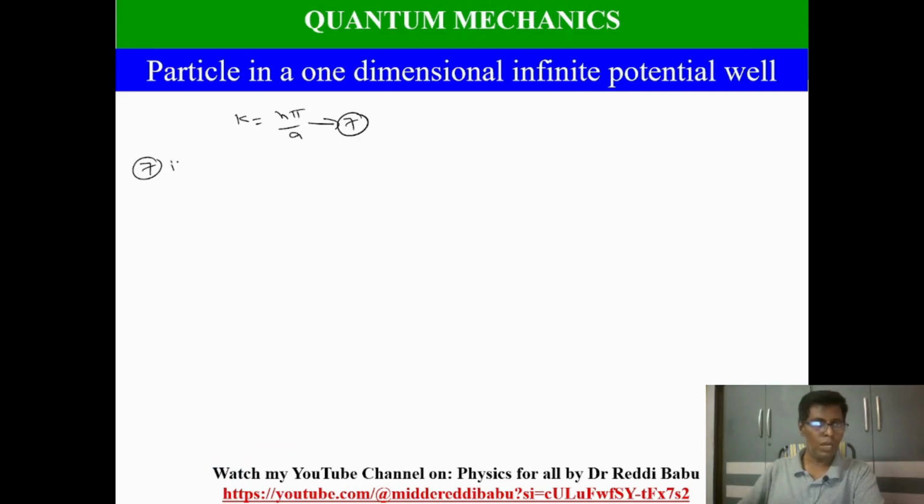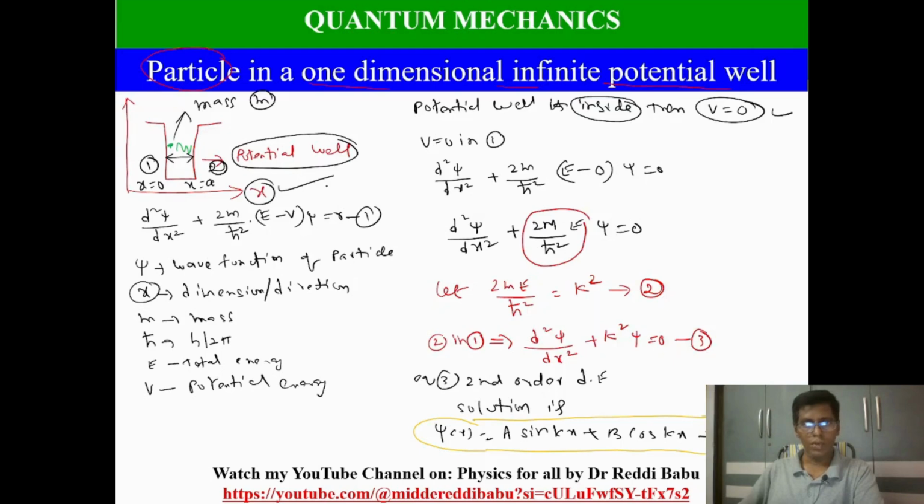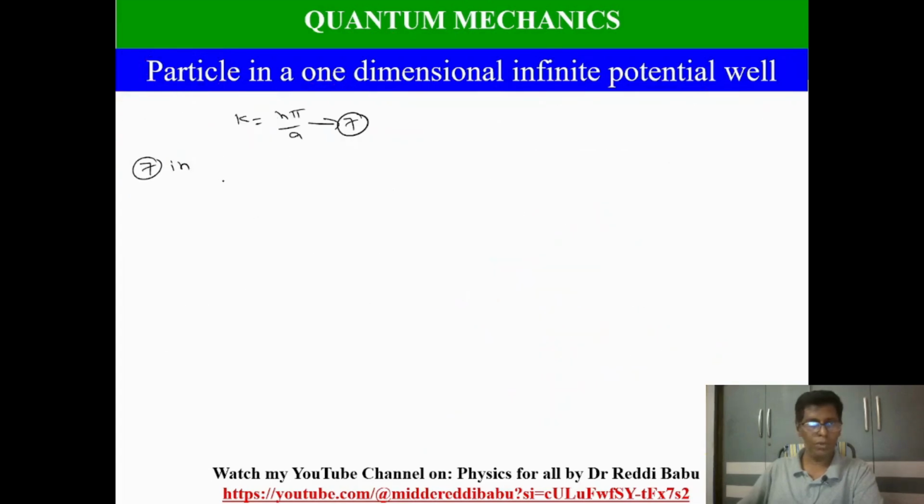Now in which equation am I using the seventh equation? We go to equation number 2. What is equation number 2? k square is equal to 2me divided by h cut square. So equation number 2 is k square is equal to 2me divided by h cut square. Now what do we need to substitute? The seventh equation in the second equation. What will I get here? k is equal to n pi by a.